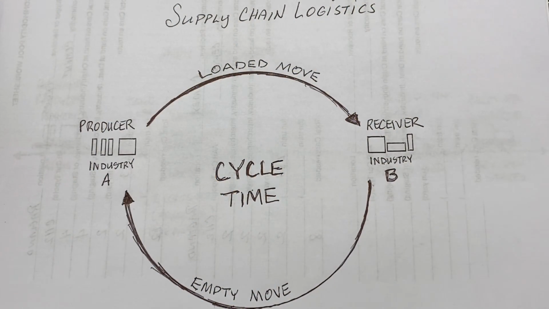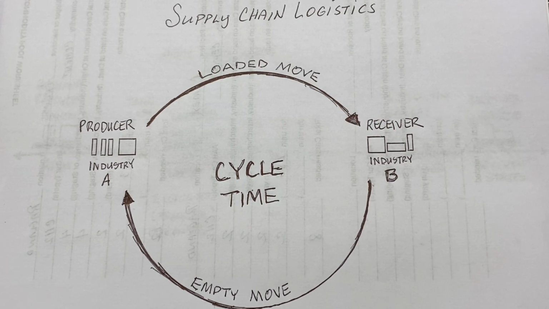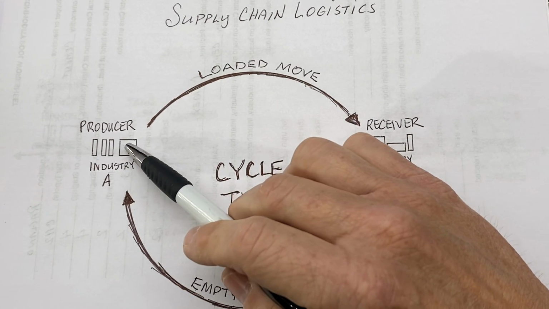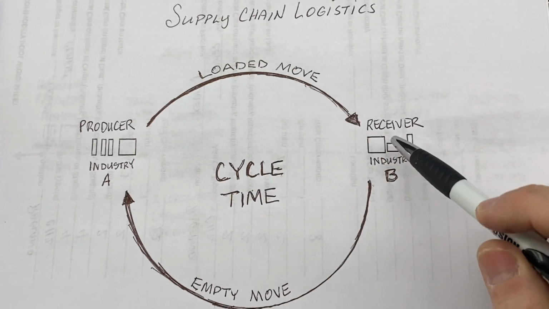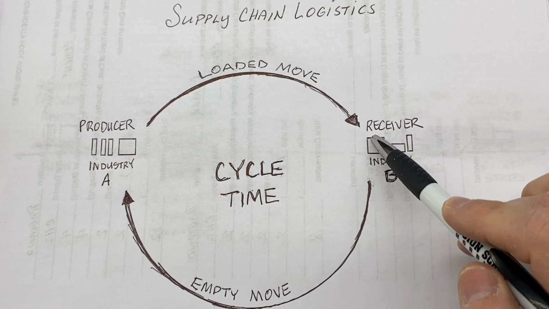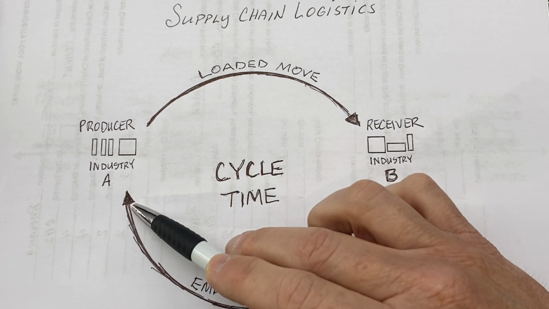So what actually is supply chain logistics? This is definitely a much simplified version of how I'm going to describe this, but it definitely applies to the rail industry. Let's say you have a producer, Industry A, that produces a product that's loaded to Industry B. So you have point A and point B where the loaded move is made. And then the car is empty and returns back to point A.